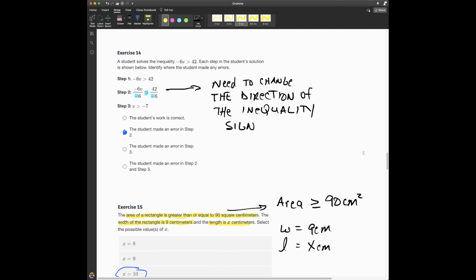For number 14, the student solves this inequality, and here are the steps. What didn't they do correctly? Well, when they divided both sides by negative 6, they needed to change the direction of the inequality sign. So the error is in step 2.